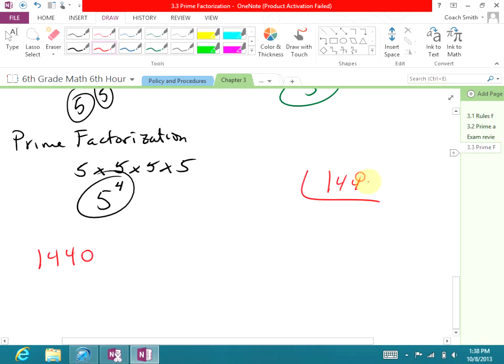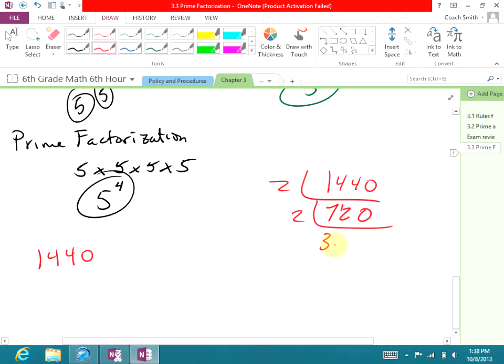I just do inverted division. I know 2 goes into it. 2 goes into it 720. 2 goes into 14 7 times. 2 goes into 4 2 times. 2 goes into 0 0 times. I know 2 goes into it again. 2 goes into 7 3 times, remainder 1.